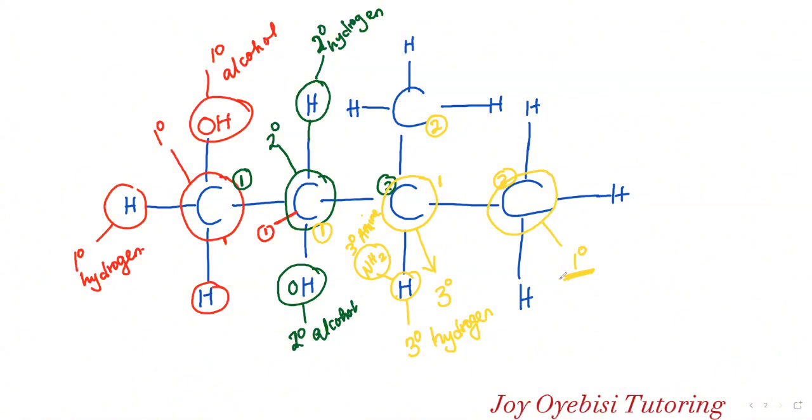As a recap, if you have the carbon connected to 1 other carbon, that would be primary. If you have the carbon connected to 2 other carbons, that would be secondary. If you have the carbon connected to 3 other carbons, that would be tertiary. And whatever is attached to that carbon, be it an alcohol, hydrogen, amine, amide, and so on, is going to become the same as the carbon.